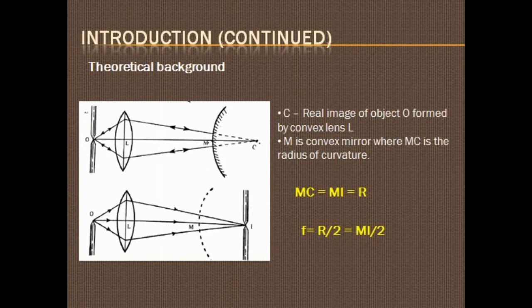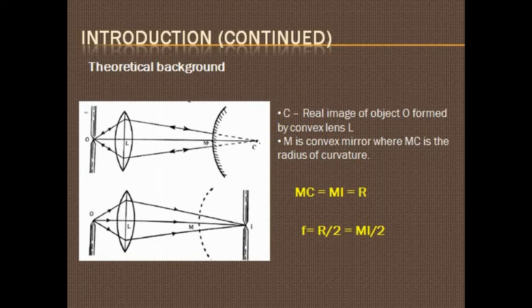Now let's have a look at the theoretical background of this experiment. So let's see the position of a real image of an object O formed by convex lens L. Now if the convex mirror M is placed between L and C such that C is the center of curvature of it, then the rays refracted through L get reflected back by M along the same path and form a real inverted image at O. Under these conditions, CM is the radius of curvature of the mirror and half of it gives the focal length of the mirror.